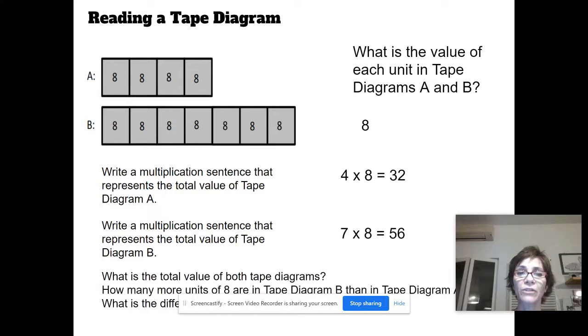What is the total value of both tape diagrams? Well, we can do 4 times 8 plus 7 times 8, right? What is 4 plus 7? 11 times 8, so it's 88. How many more units of 8 are in tape diagram B than in tape diagram A? Well, we have 3 more units, right? And so what is the difference in value? 3 units of 8 is 24.